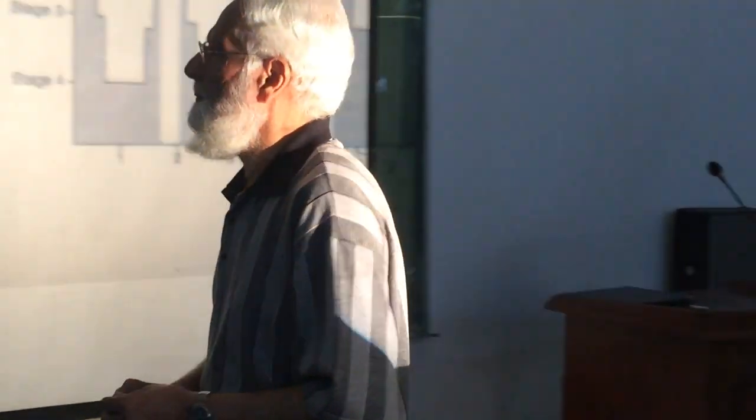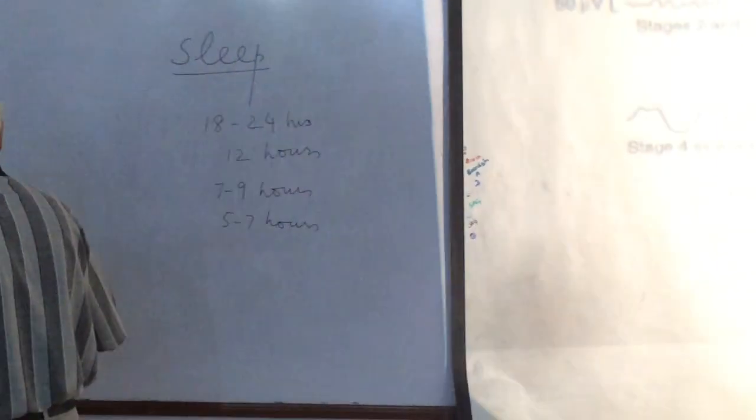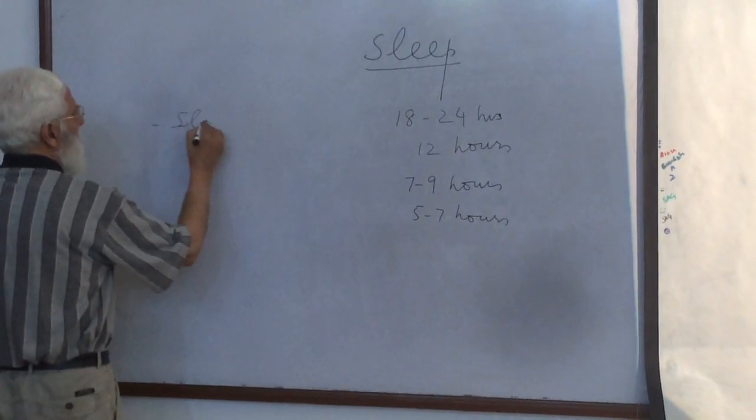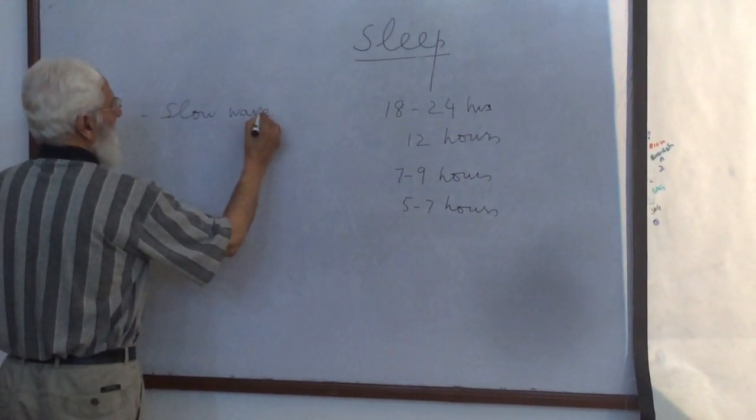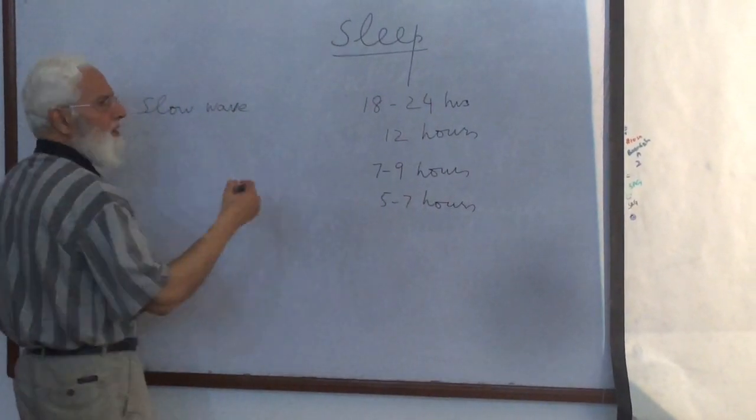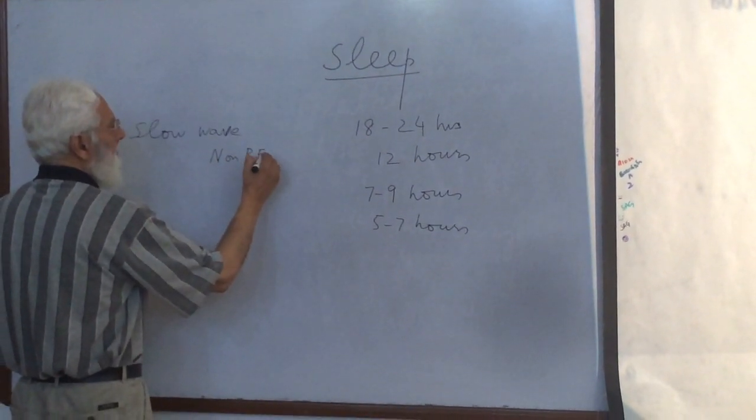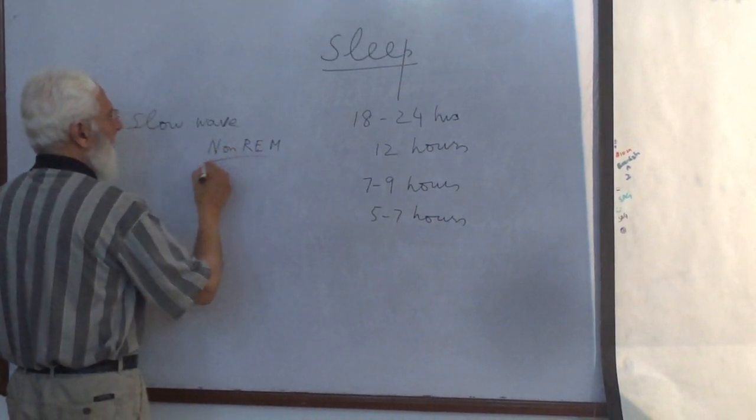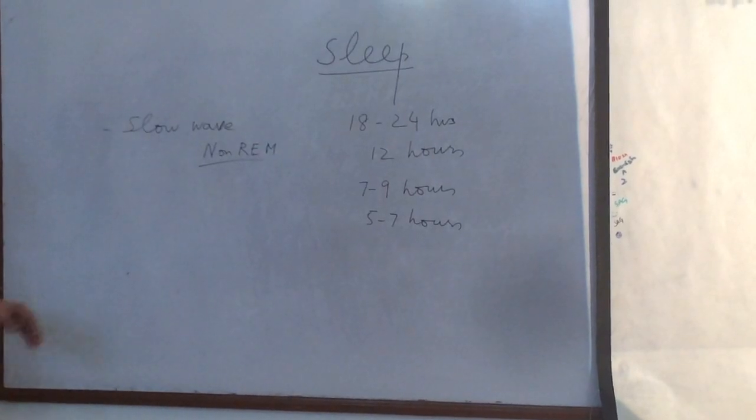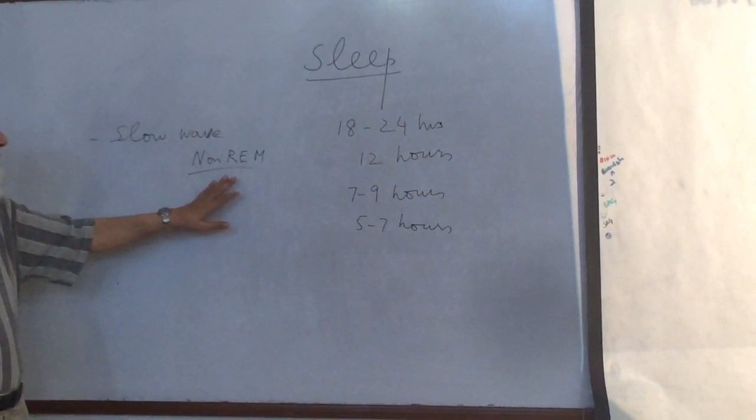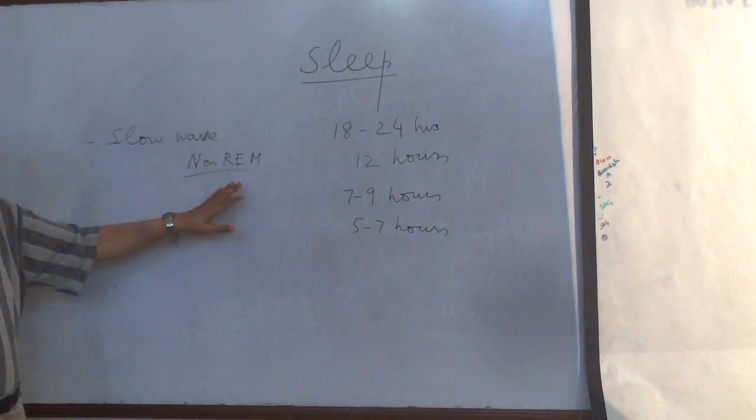Everybody enjoys 2 types of sleep during the night. The first type is slow wave sleep, also called delta wave sleep, also called non-REM sleep. REM is rapid eye movement sleep.